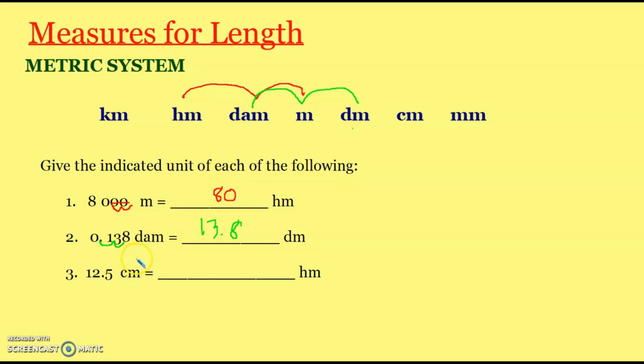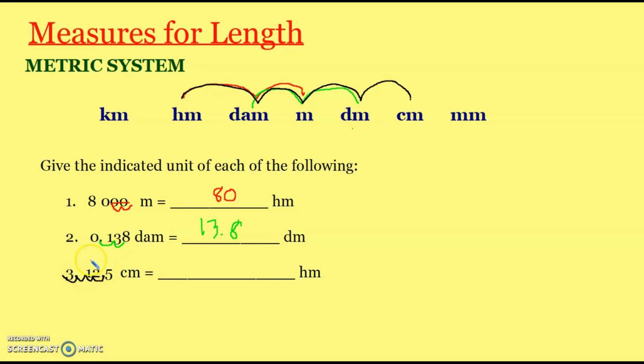Okay? And for the third one, we have 12.5 centimeters to be converted into hectometers. So we have to look where centimeter is located. So it's here. And you're going to convert it into hectometer. That's a few steps to the left. So let's see how many jumps you are going to take. 1, 2, 3, 4. So we need to take 4 jumps to the left. And we apply that in the given measure. So here's where the decimal point is located. Move the decimal point 4 places to the left. 1, 2, 3, 4.